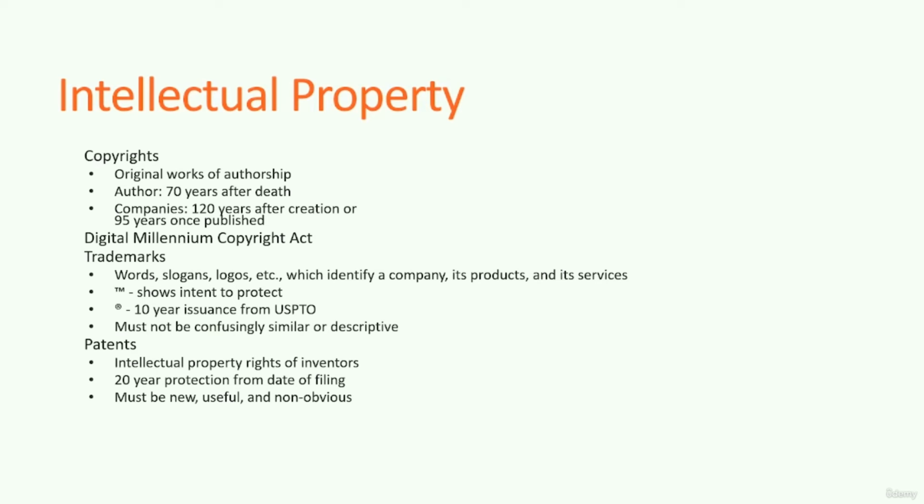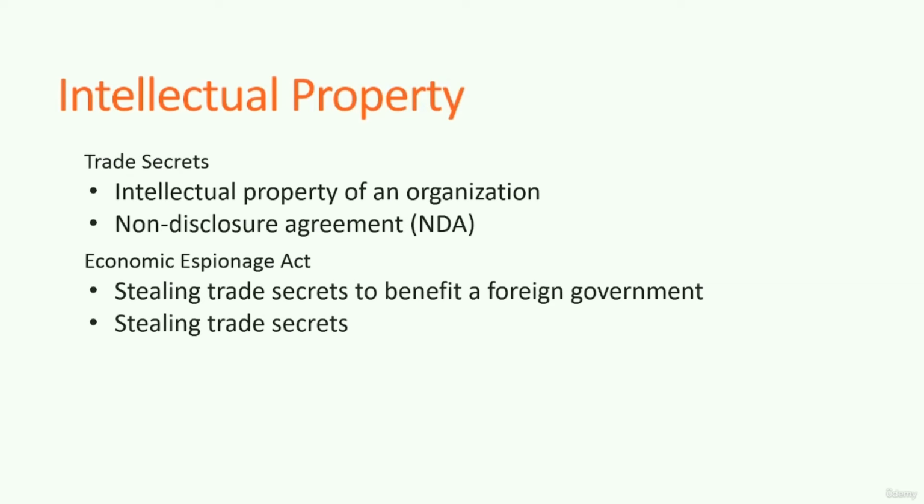And the patent must be something new, useful, and non-obvious. Trade secret is another kind of intellectual property, but it is not protected by legal regulation. Organizations need to apply their own security measures in order to protect the trade secret, and this can be enforced using confidentiality controls and so on. And we have an act related to trade secret known as the Economic Espionage Act, and it is about stealing a trade secret to benefit a foreign government, or stealing trade secrets in general from US companies.